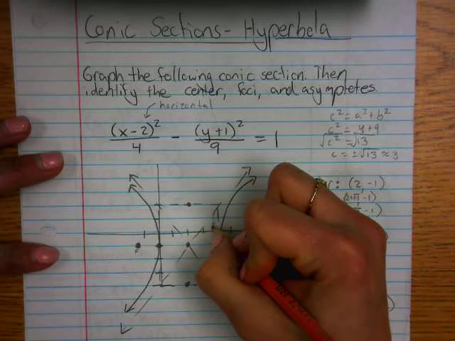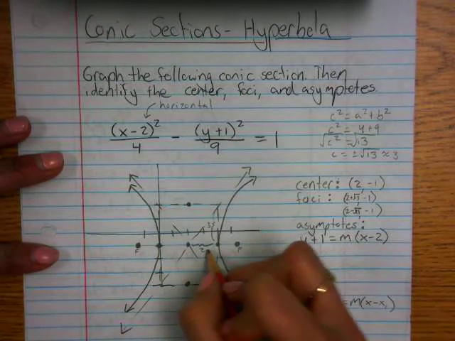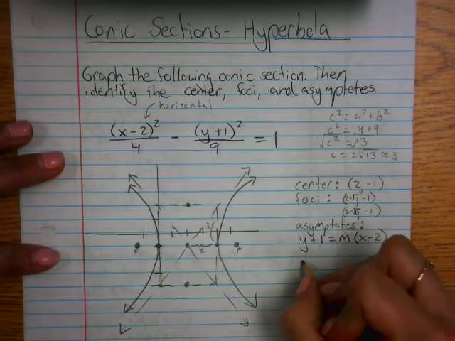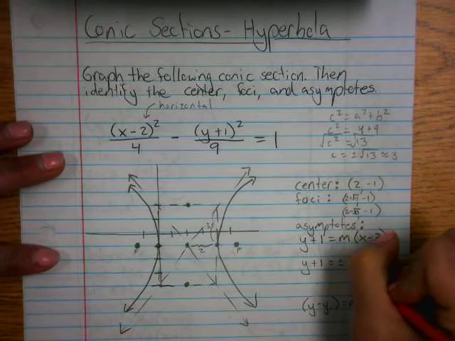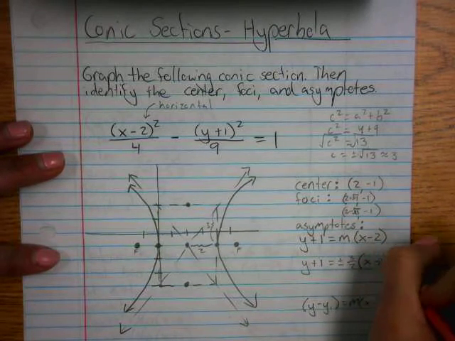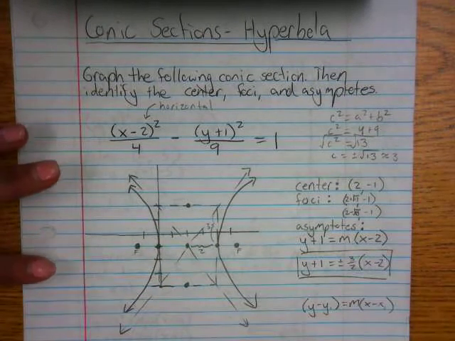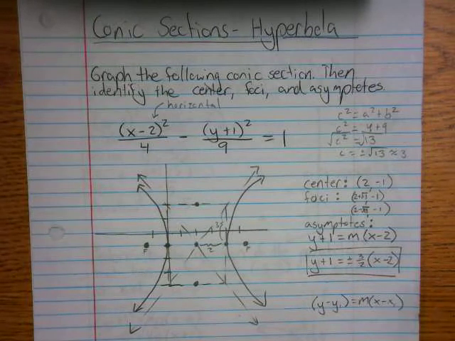It looks like I'm rising 3 for every 2 I run, but I have both the positive slope and the negative slope of that. So I'm going to say y plus 1 equals plus or minus 3 halves as my slope times x minus 2. So these would be the two equations of my asymptotes, one with a positive slope, one with a negative slope. And there you have it. Here's our hyperbola with the following characteristics that they asked us to find.